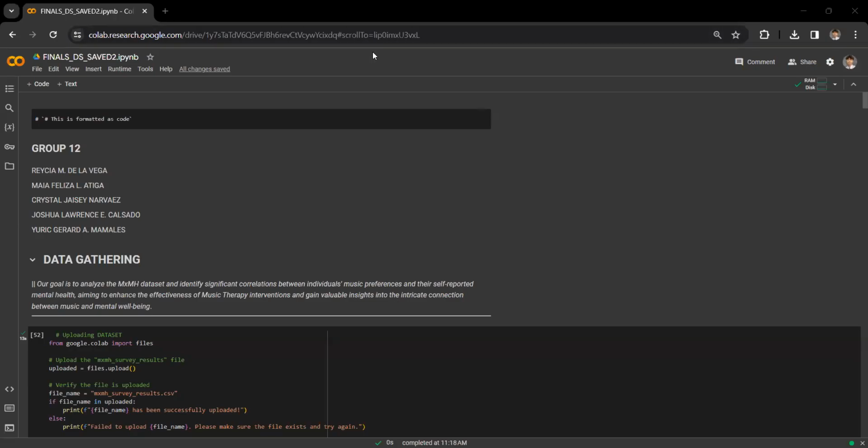Hello everyone, we are Group 12 and today we're going to present our data science final project, from gathering the data set to data cleansing, exploratory analysis, data modeling, and evaluation.